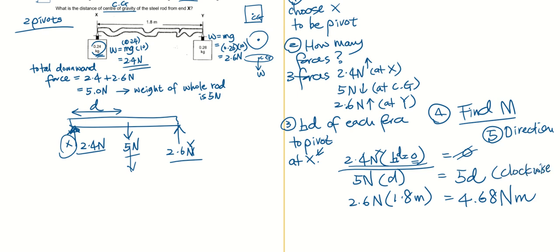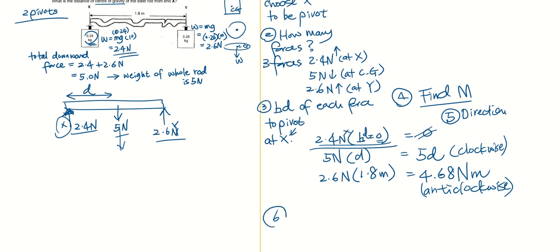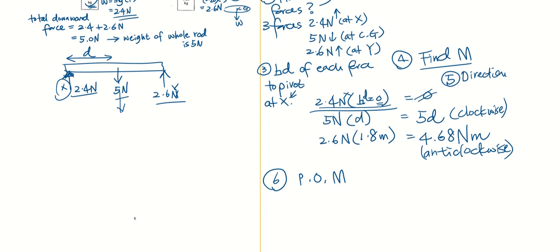Okay. Then I use the pen trick again. I hold the pivot at the extreme left end. The 2.6 is actually on the right side of it and it's going up, so it's going to be anti-clockwise. And because this thing is not moving, stationary, not rotating, we are allowed to apply the principle of moment. So the principle of moment states that the sum of clockwise moment about a pivot, in this case at X, is equal to the sum of anti-clockwise moment about the same pivot, which is also at X, right? So we can equate 5D to be 4.68.